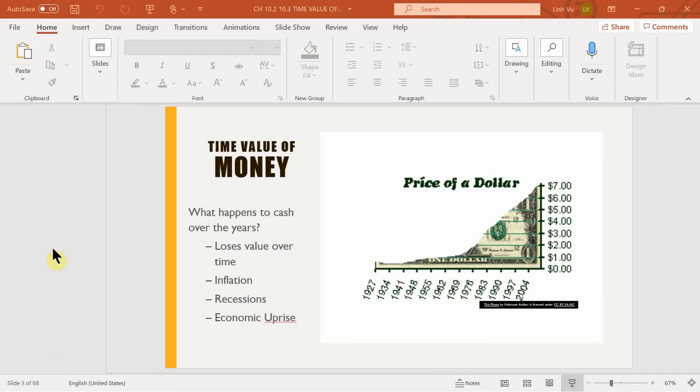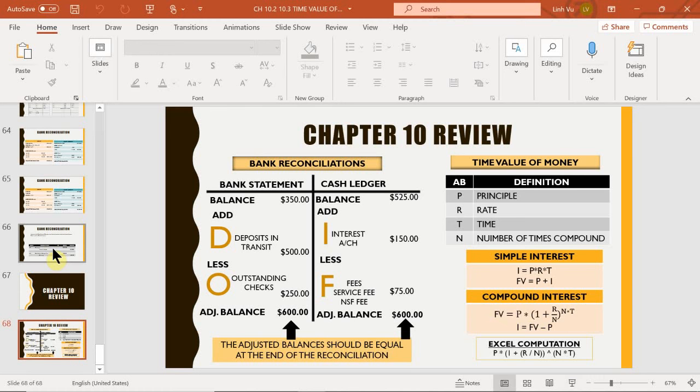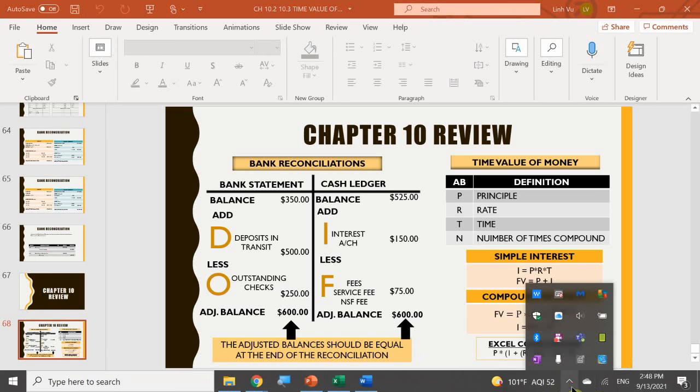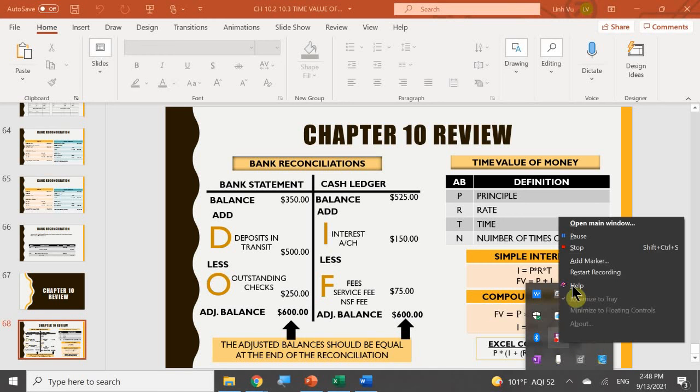Okay? So let's go ahead and take the next 20 minutes or so to complete the chapter 10.2 exercises, dealing with time value of money, so we can get practice with simple and compound interest. We'll go on break and then we'll continue with the bank reconciliation. Okay? So let me go ahead and stop this recording.